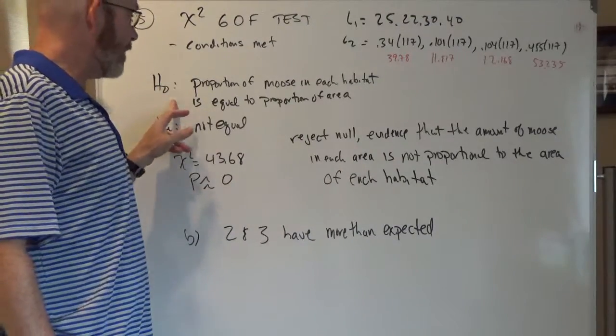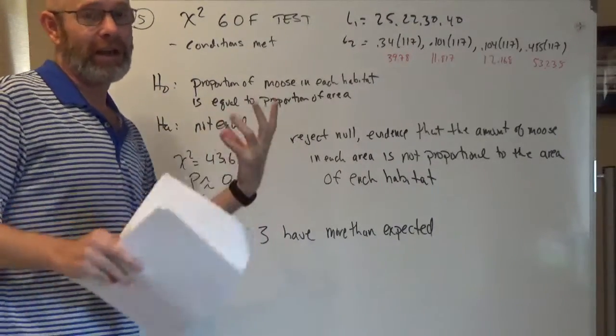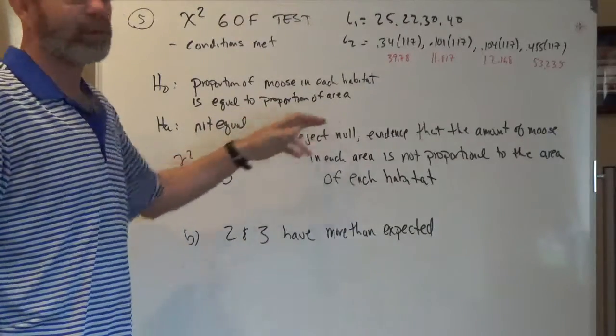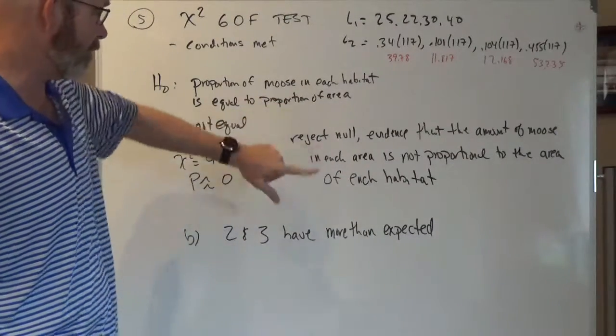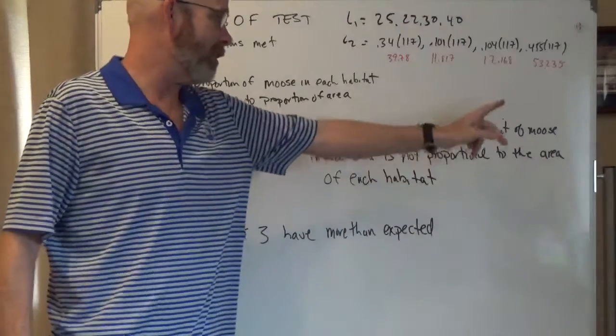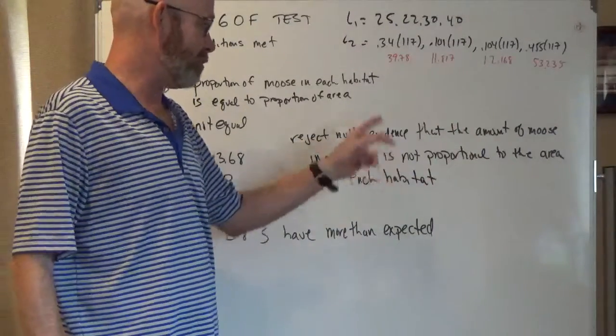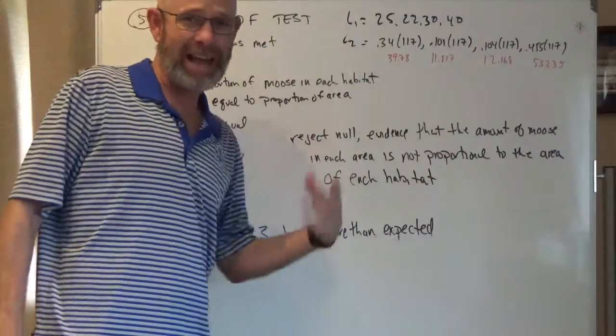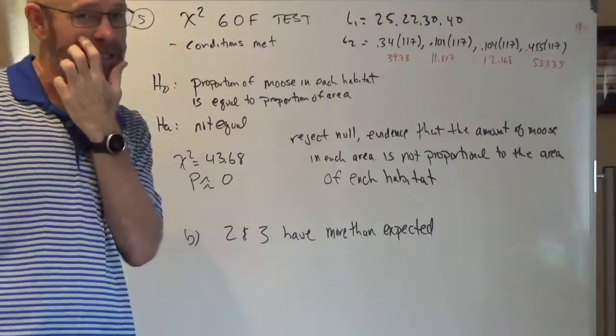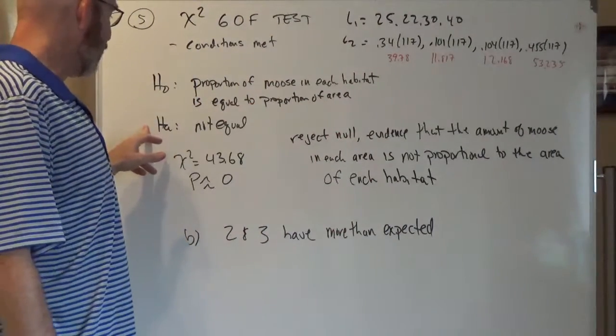The null hypothesis is the proportion of moose in each habitat is equal to the proportion of the areas. Or you could have said, I wrote it in two different ways, you could have said the amount of moose in each area is proportional to that area. So there's very much the same. The alternate is that they're not equal.